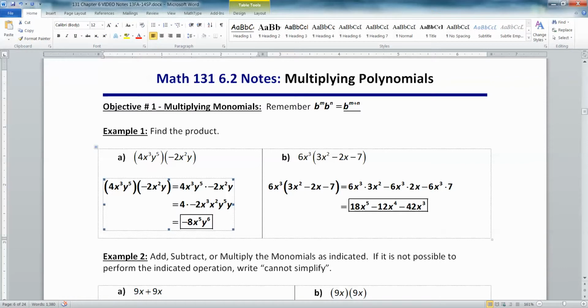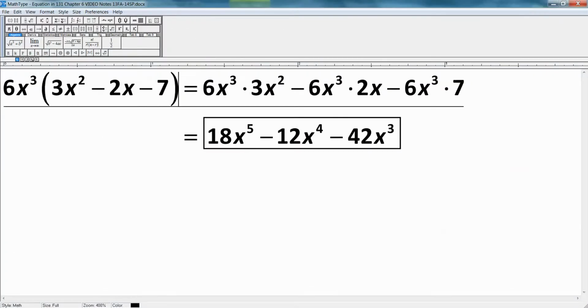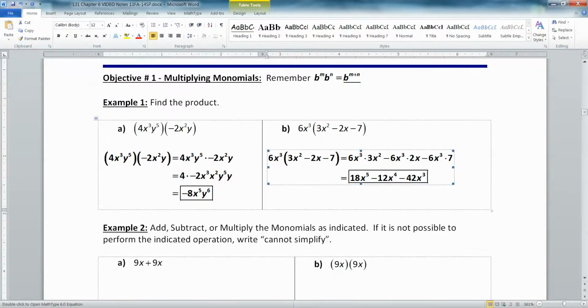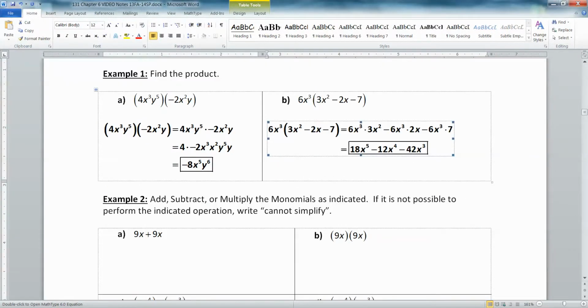For the second one over on the right, you have to distribute because of that subtraction, right? So you have to do 6x cubed times each of those things. When you're starting out, you might want to write it out, but when you get more used to it, you don't need to write out as much. It's 6 times 3 makes 18, x to the 5th, and then 6 times negative 2 makes negative 12, and then x to the 4th, and so on. So most of the time, you're not going to bother with that intermediate step in between, right?